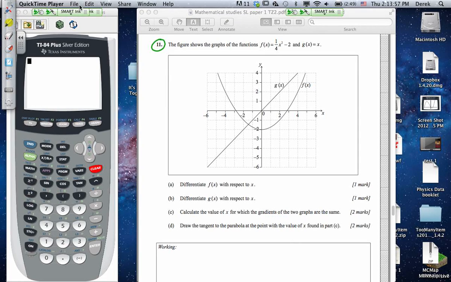Question 11. The figure shows the graphs of functions f of x is equal to a quarter x squared minus 2 and g of x is equal to x. Differentiate f of x with respect to x.